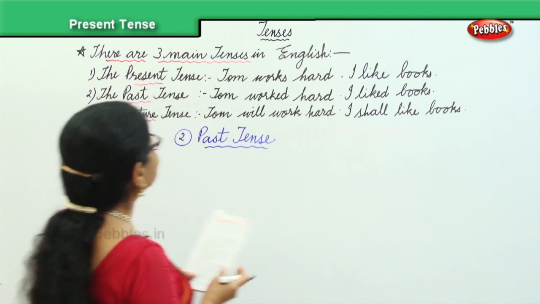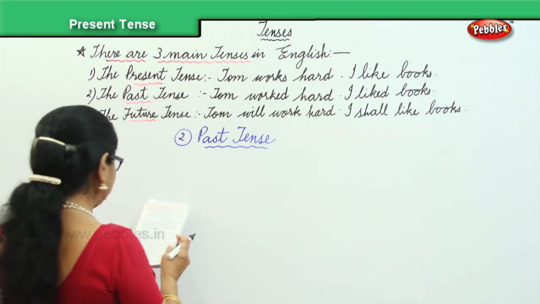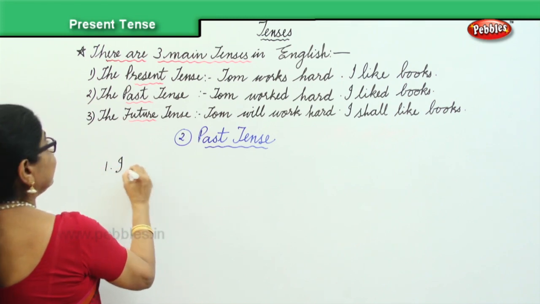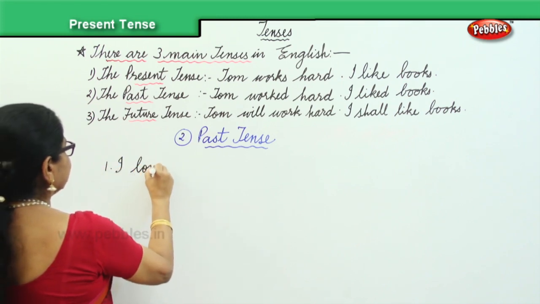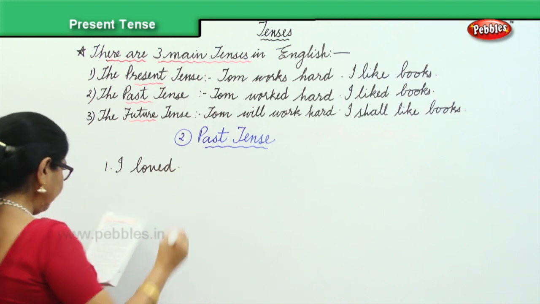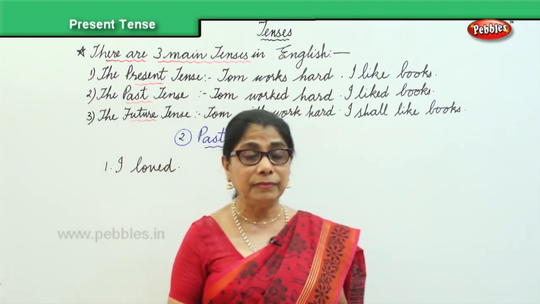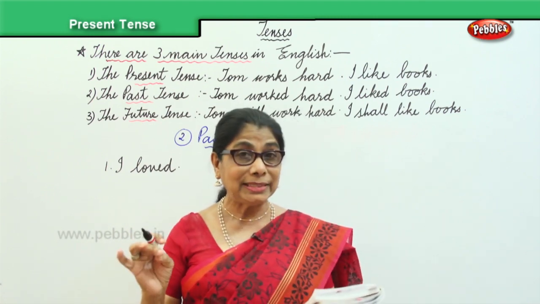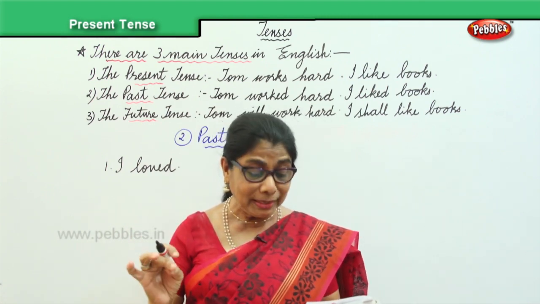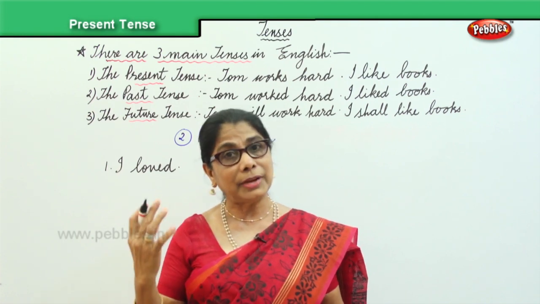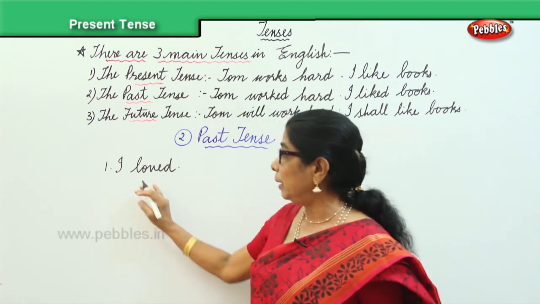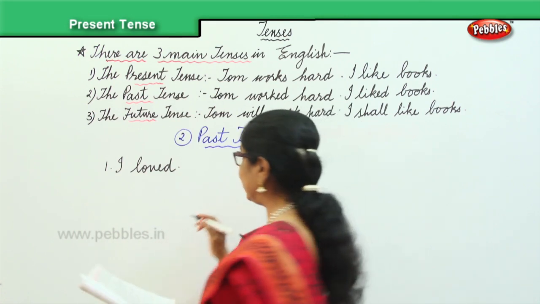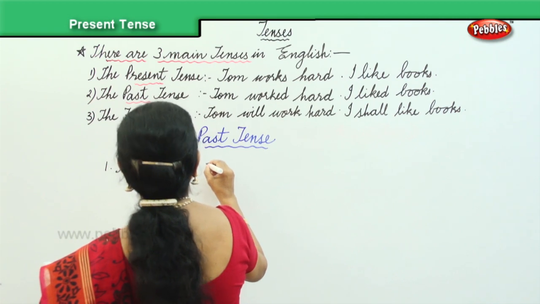Now, first we said, I loved. Okay, the first one we said, I loved. Now when you say I loved, then look at the verb loved. Therefore, we say this is in the simple past tense. Loved, I loved. Then look at the verb loved. So it is the simple past tense. So that's the first of its kind. Okay?